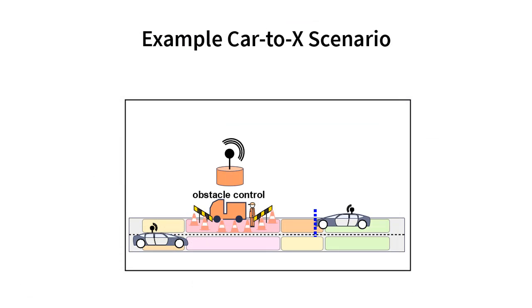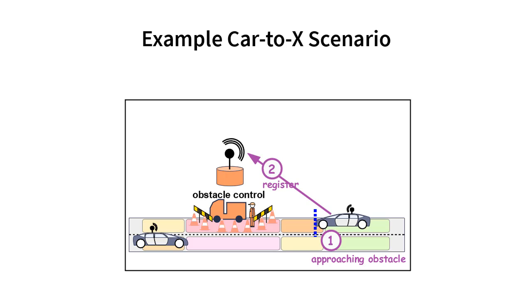Consider the following example scenario from a Car2X driver assistance system for safely coordinating cars passing an obstacle. The blue dotted line represents a particular position or marker placed on the road, which can be detected by cars. When a car passes this position, it detects that it is approaching an obstacle.